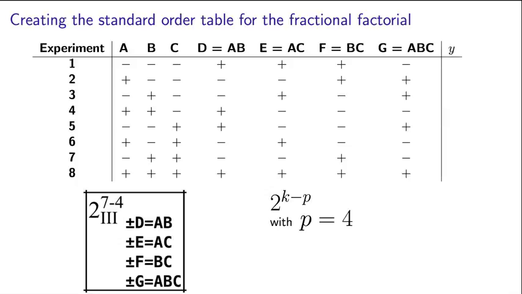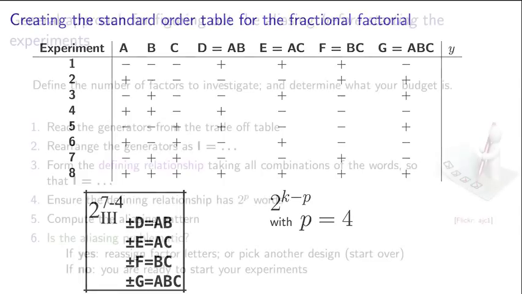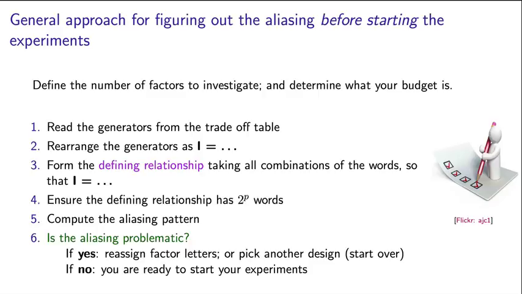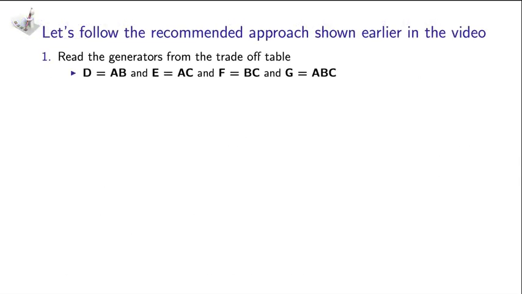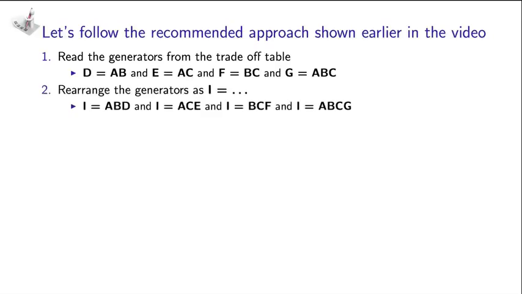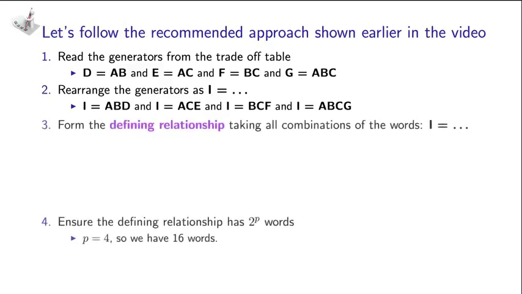But the whole purpose of the tools introduced in this module is all about checking your aliasing before you start the analysis. Let's go do that. Our 4 generators are rearranged over here. I equals ABD, I equals ACE, and so on. How many words in our defining relationship? 2 to the power of P, and with P equals 4 in this case, that equals 16 words. That's a lot of words to figure out, but let's give it a try.